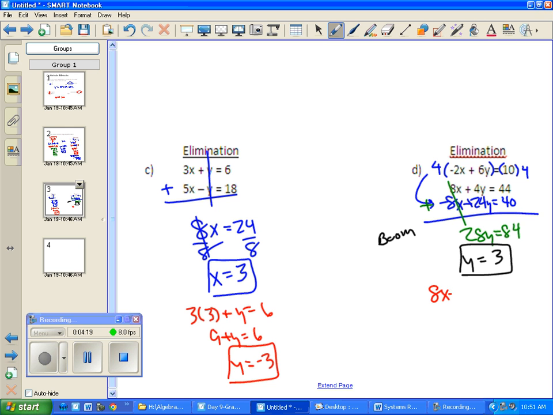So you have y. Go back and get x. How about the bottom equation? 8x plus 4 times 3 equals 44. 8x plus 12 equals 44, which means when you subtract 12, 8x is 32. So x equals 4. And you are done with the first stage.